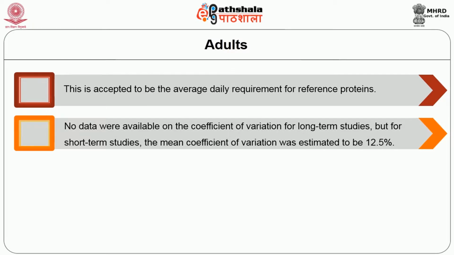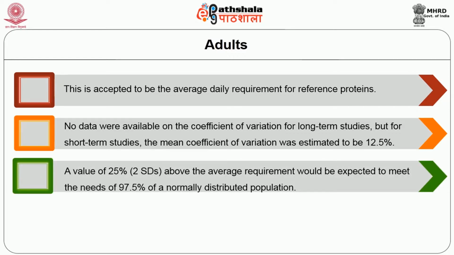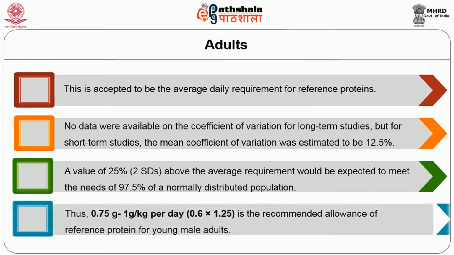No data were available on the coefficient of variance for long-term studies, but for short-term studies, the mean coefficient of variance was established to be 12.5%. A value of 25% above the average requirement would be expected to meet the needs of 97.5% of a normally distributed population. Thus, 0.75 gram per kg per day is the recommended allowance of reference protein for young male adults.